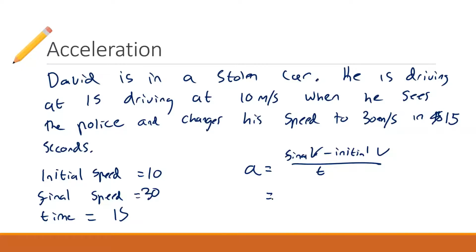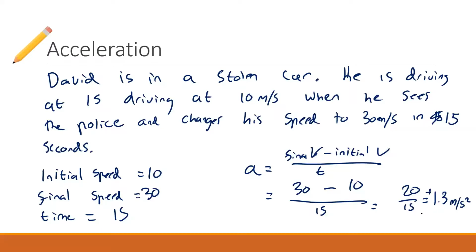When you work this out, 30 take away 10 is 20, divided by 15. 20 over 15 is going to be, I think, 1.3. Let me bring up my calculator. 1.3. Yeah, I was right. 1.3 meters per second squared.